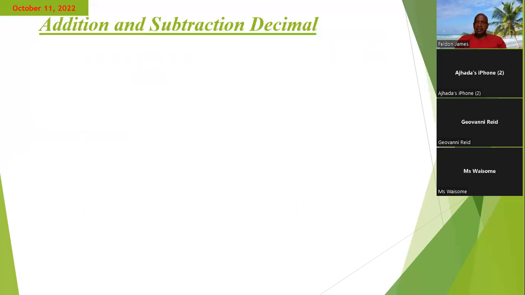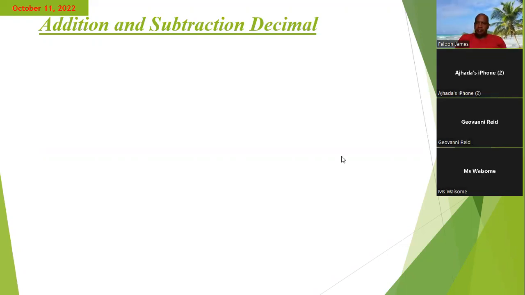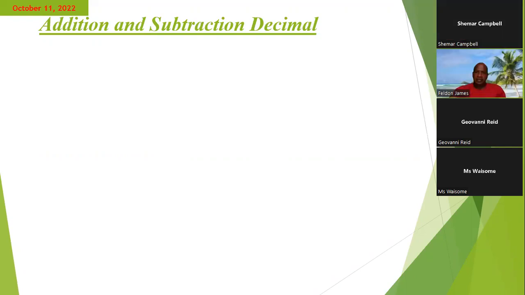All right, so we had looked at addition and subtraction of decimals, and we clearly have rules when we're adding and subtracting decimals. Anybody want to recap the rules? How do we add decimals? Let me call on some persons. Miss Green, how do we add decimals? Are you hearing me, Miss Green? All right, I'm not getting any response. Go ahead, Mr. Campbell.